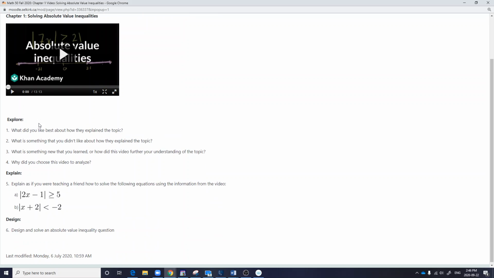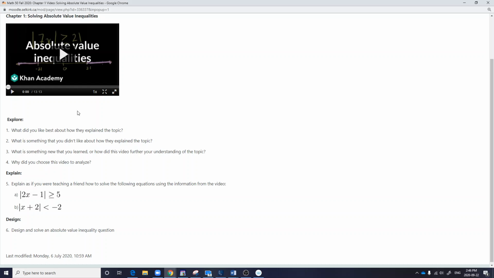And then you're going to explore. You're going to say, what did you like best about how they explained the topic? What's something you didn't like? And then once you finish exploring the topic, you're going to do an explain. So the explain is that you are going to be teaching someone else how to solve an absolute value inequality.